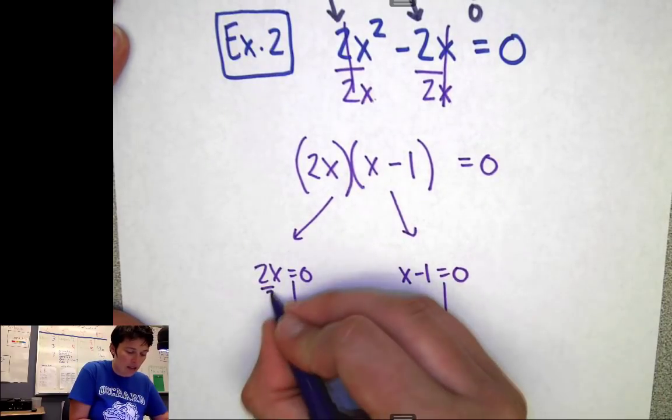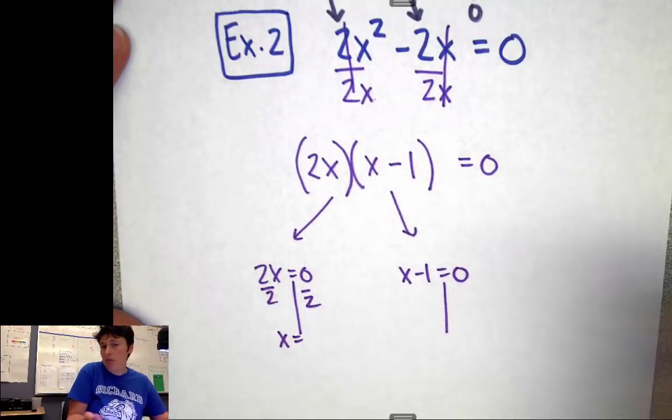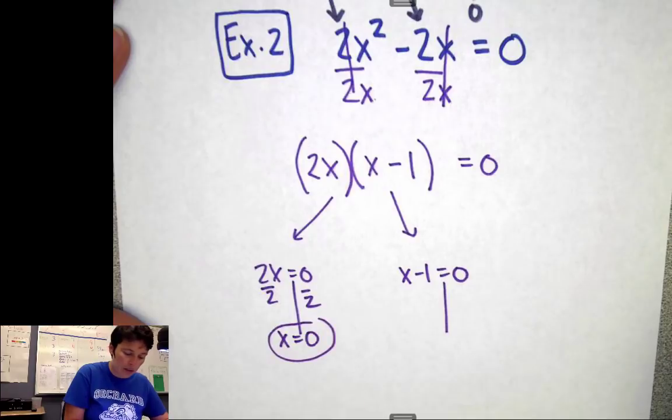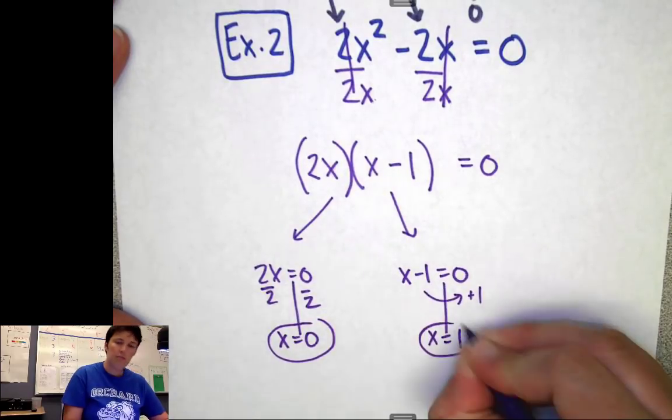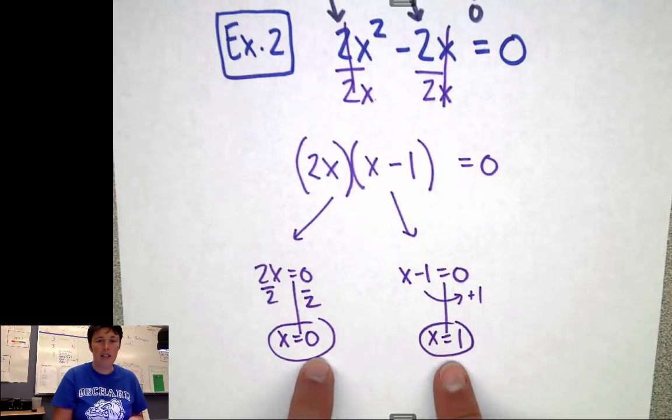Wow, this is going to be fast. Divide by 2, divide by 2. X is going to equal 0 divided by 2, which is 0. There's one answer. Or add the 1 over. X is going to equal 1. There you go. There's our answers, 0 and 1. I'm going to ask you to pause the video and see if you can check your answers on your own. Can you run the next step of checking to see if these are actually right? So go ahead and try.